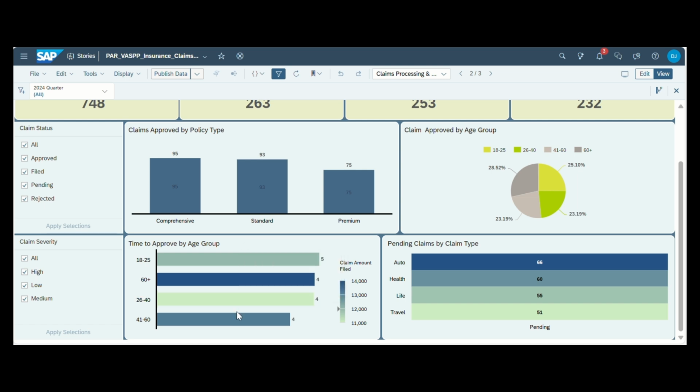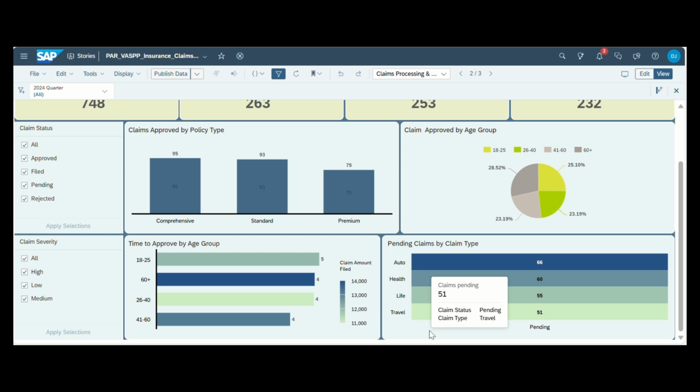And finally, we zoom into the pending claims by claim type, a clear operational flag. Auto leads with 66 pending claims, followed by health at 60, life at 55, and travel at 51. This isn't just a list, it's a prioritization tool. High pending volumes in auto, for example, could signal complexity in vehicle assessments, while delays in health or life may point to issues with medical documentation or policy interpretations.